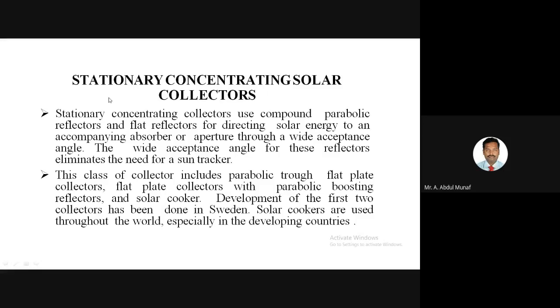Okay, in the previous three cases we use the sun tracker equipment to move the collector, but here, due to the wide acceptance angle of this collector, we need not use the sun tracker. If you place it in one direction, it will automatically receive the radiation from all the directions. Main advantage of this stationary concentrating solar collector is this one: no need to use a sun tracker.